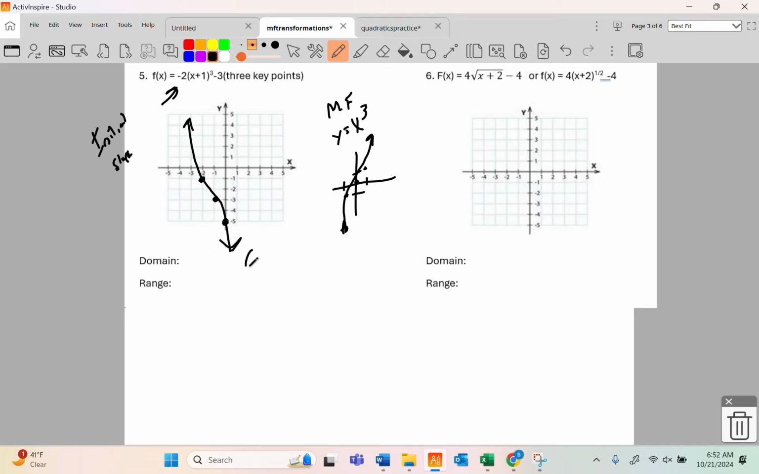Runs left and right forever, so negative infinity to infinity. Falls forever, rises forever, negative infinity to infinity.